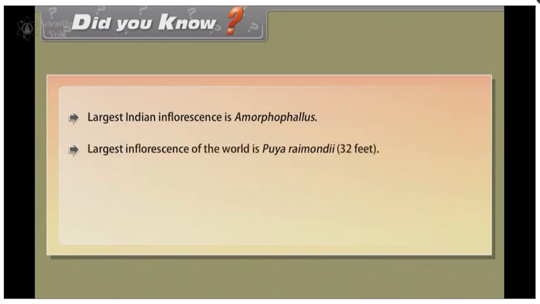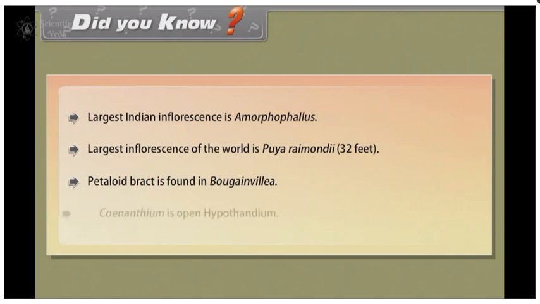Did you know the largest Indian inflorescence is Amorphophallus? The largest inflorescence of the world is Puya raimondii, 32 feet. Petaloid bract is found in Bougainvillea. Cyathium is an open hypanthodium.